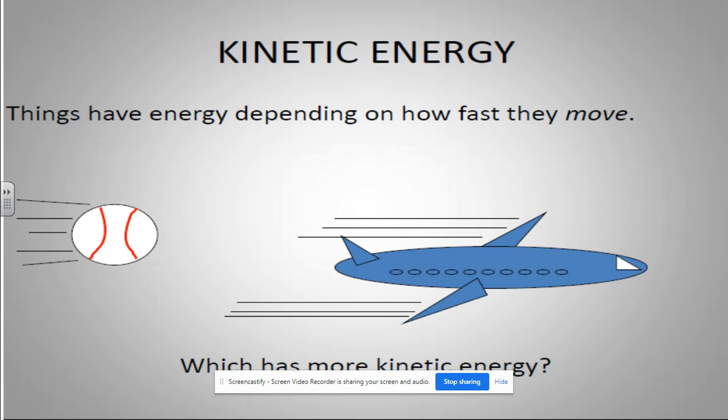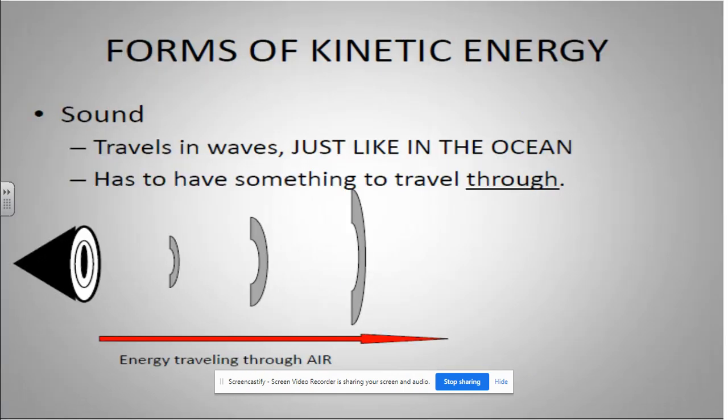Kinetic energy is seen when objects are moving. Which one has more kinetic energy between a baseball and an airplane? Well, which one's moving faster? Hopefully you say the airplane.